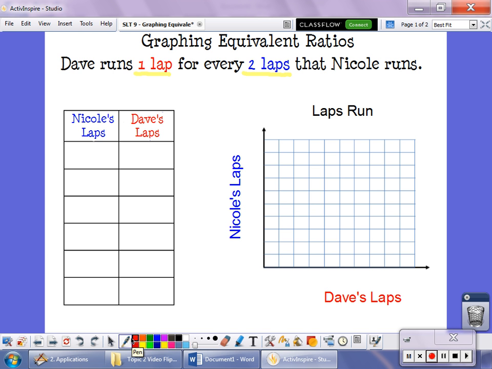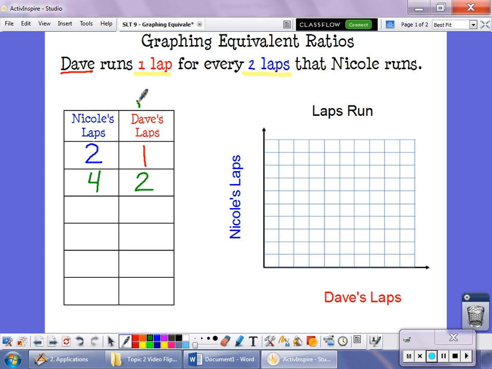So if Dave ran 1 lap, because here it says Dave runs 1 lap for every 2 laps that Nicole runs, that means every time Dave runs 1 lap, Nicole is running 2 laps. So if Dave were to run 2 laps, every time he runs a lap, Nicole runs 2. So that would mean that Nicole is running 4 laps. So she runs 2 laps every time.